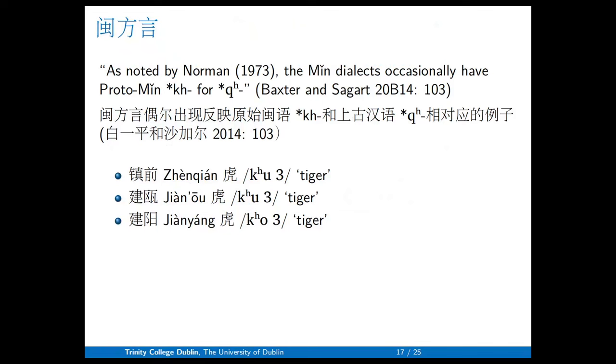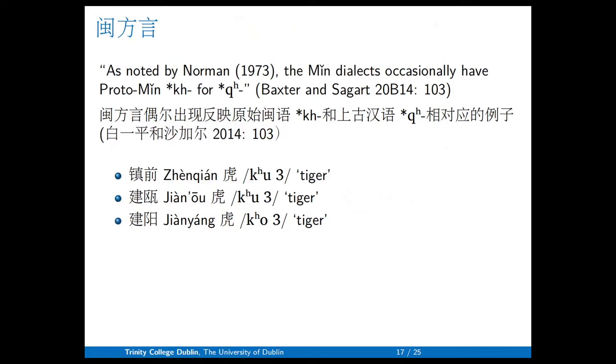Okay. So here you can read the quote in Chinese, if you want. And then these are the forms they give. I don't know these dialects, so I can't really pronounce them well. But in Zhengqing, they say Hu, and in Jianou, they say Hu. And then in Jianyang, they say Ko. Okay, so these are the Min forms. That's why Baxter and Sagart reconstruct the Q.